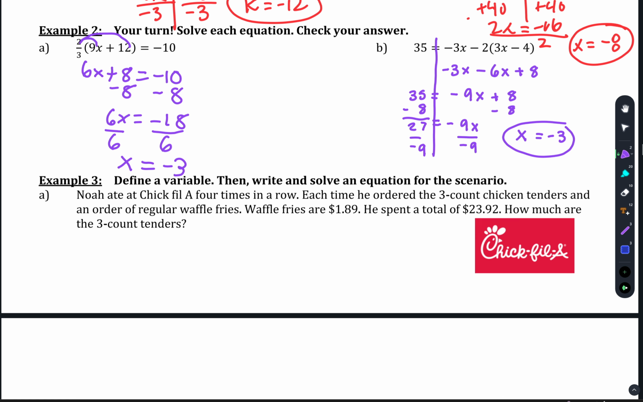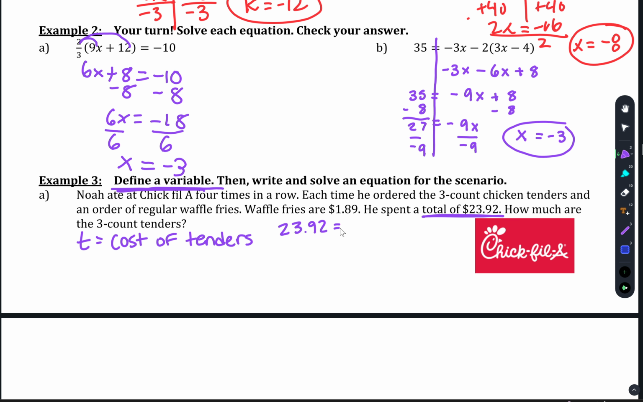Step number 1. We cannot forget this step. Define a variable. What don't we know in this problem? Perfect. Let's call it T, and that's the cost of some tenders. What do I always tell you we should look for first? The total. Our total here is $23.92. So I'm going to use that to be one side of our equal sign. So I have $23.92 equals.